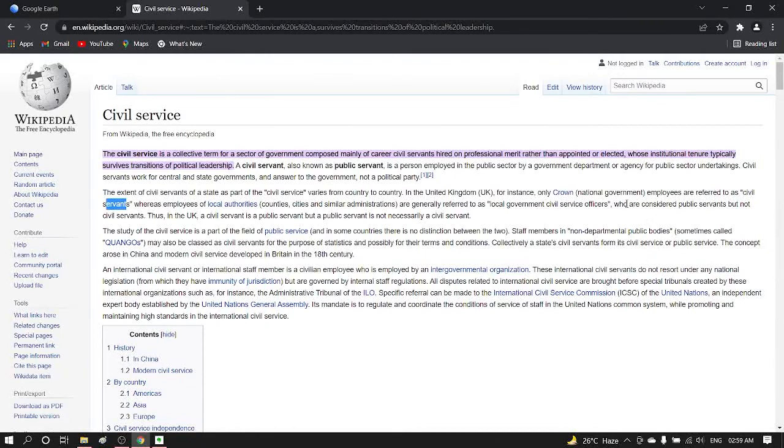Okay. So local government civil service officers, or those who are employed by local authorities, are considered public servants but not civil servants. Thus, in the UK, a civil servant is a public servant, but a public servant is not necessarily a civil servant, because civil servants are those officers who are employed by the Crown, right?